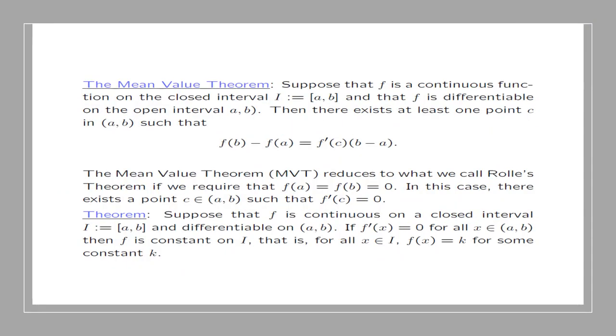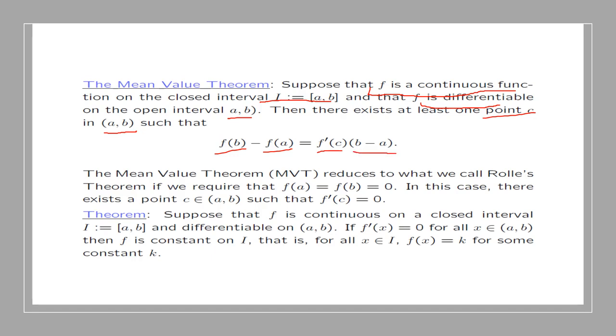So let's look at what we call the mean value theorem. It says the following. Suppose that f is a continuous function on a closed interval AB and that f is differentiable on the open interval AB, okay? Then there exists at least one point C in the open interval AB such that f of B minus f of A is equal to the value of the derivative of f at C times B minus A.